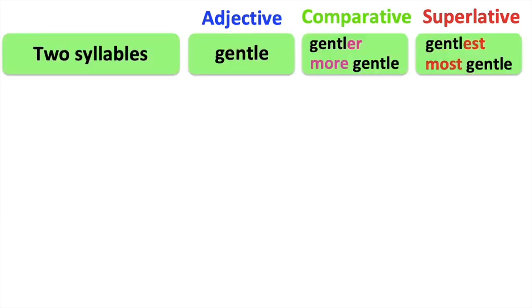For adjectives with 2 syllables, there are 2 ways we can form the comparative or superlative. So as we can see from the example, when forming the comparative, we can add ER or we can insert more before the adjective. So gentle becomes gentler or more gentle. When forming the superlative, we can add EST to the end or insert most before the adjective. So gentle becomes gentlest and most gentle.